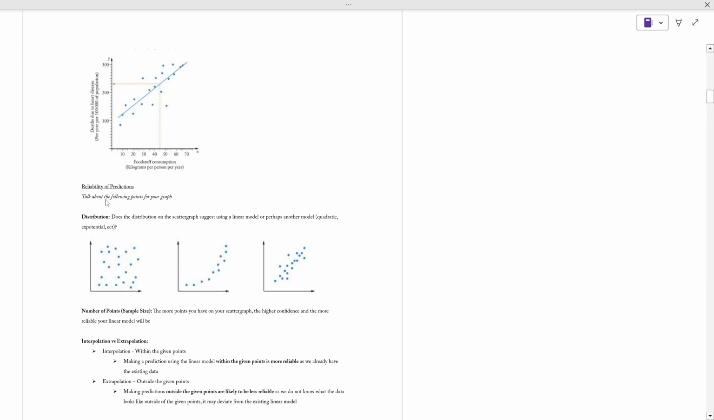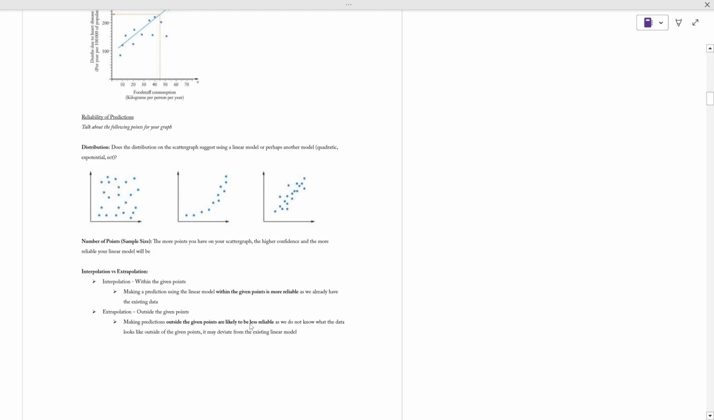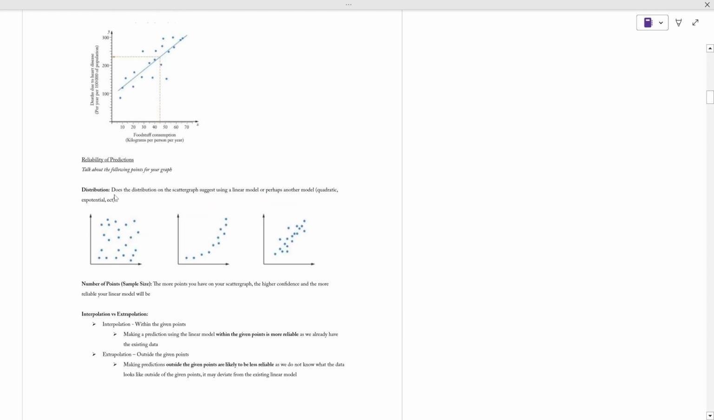So now moving on to the reliability of predictions, right? So talk about the following points for your graph if you guys want some marks. So these three things are what you have to talk about. Distribution. So the first one being distribution. Does the distribution on the scatter graph suggest using a linear model or perhaps another model?